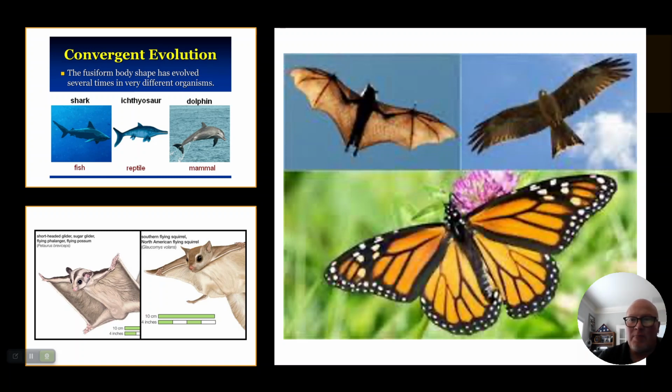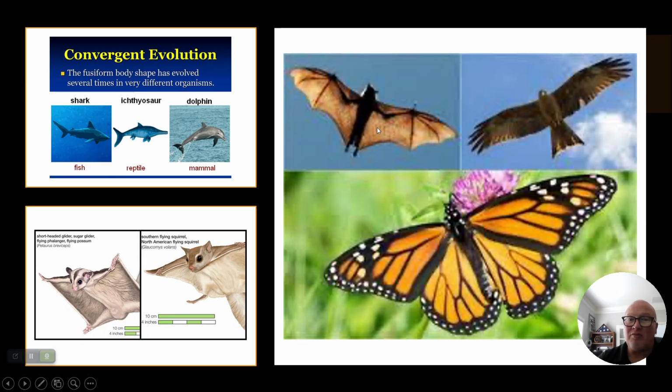Here are some examples. Convergent evolution, similar body styles. Here's a shark, here's an ichthyosaur, which is an extinct reptile, and here's a dolphin. So we have a fish, a reptile, and a mammal, all with very similar body shapes because they live under similar selective pressures. Flying squirrels and sugar gliders. These have very similar body shapes even though they're not related. Sugar gliders are marsupials, whereas North American flying squirrels are rodents, and so you end up with a similar body style because they have similar selective pressures.